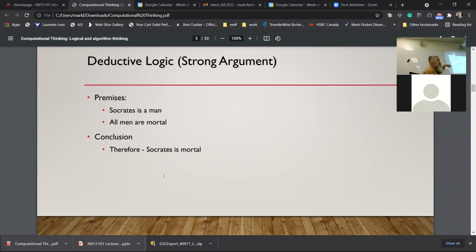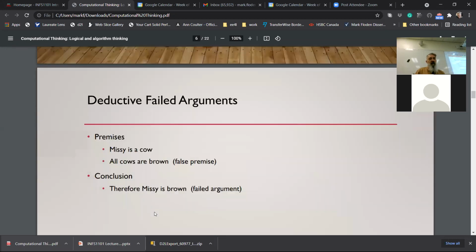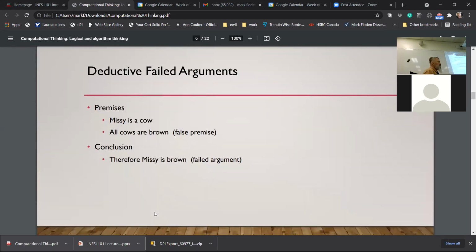Now, what is happening in this valid argument is we have some premises which are true, they're strong, and our conclusion relates to the premises. And the logic is true. So this is a good argument. It's a strong argument. And that often happens in deductive reasoning. Okay, now here's somebody doing some deductive reasoning, but they have a failed argument. So Missy is a cow. All cows are brown. So Missy's brown.